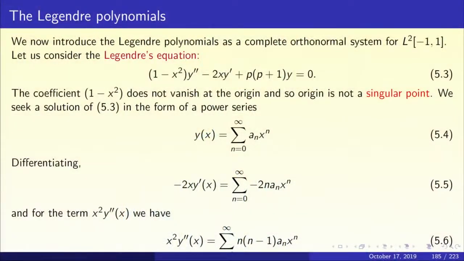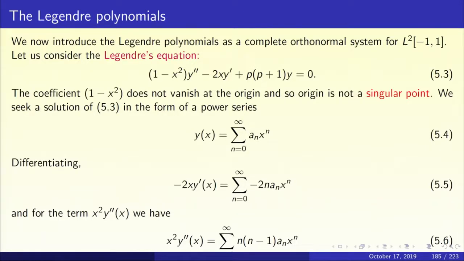So if you differentiate 5.3 with respect to x and then put in x equal to 0, what happens to the third term? You get p into p plus 1 y prime. And when I put x equal to 1, that y prime of 1 is going to become 0. Let us look at the middle term. When I differentiate with respect to x, we are going to get two terms. We are going to get minus 2 y prime, but I am going to put x equal to 1 and that's going to become 0. And then the other term is going to be minus 2 x y double prime. So you get minus 2 y double prime term from the middle term.